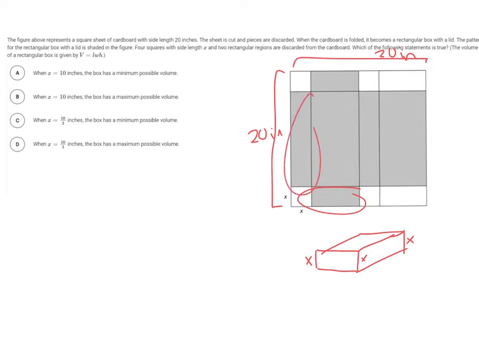The other thing is that this I'm going to call my width W. I'm going to call this my length. X actually is equal to my height. That might help us out. So the width is going to be this length right here. The length is going to be that. So we would like to either find the maximum or minimum volume.